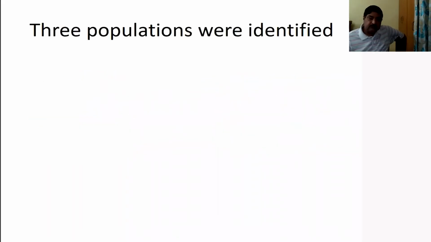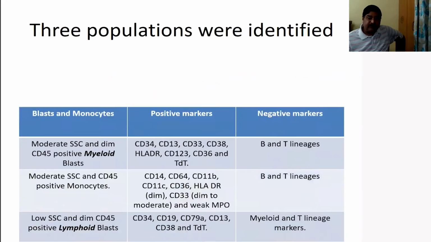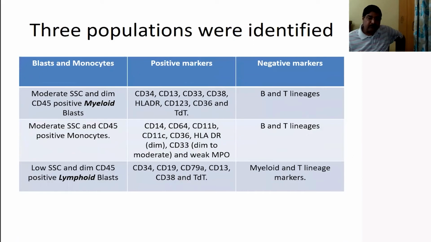Next. So three populations were identified. Next. So you have blasts and monocytes. Blasts were positive for a higher side scatter and CD45 being positive. Moderate side scatter was CD45 positive monocytes. So there is a lymphoid population which was positive for CD34, CD19. There is a myeloid population which was positive for CD34, CD13, CD33, variable positive CD123. So this has got B and T lineages and myeloid lineage. So what will it be?